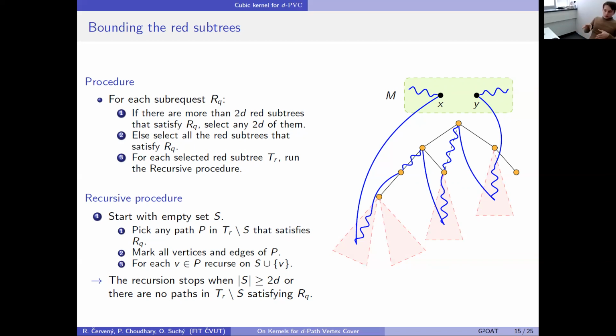If the solution would delete more than d vertices in the red subtree, we again would be able to move the vertices to the ancestors of the red subtree and modify the solution such that the problematic path is again covered.